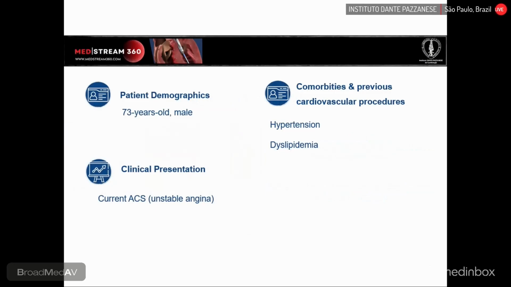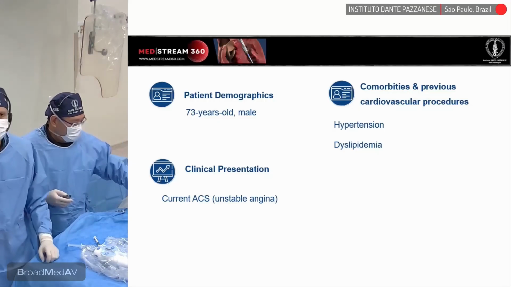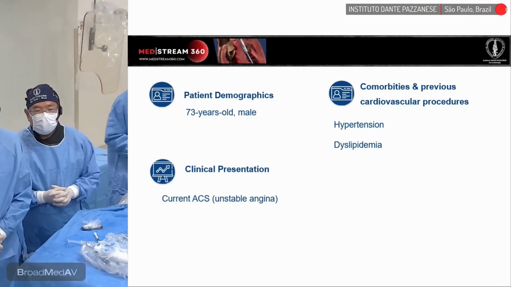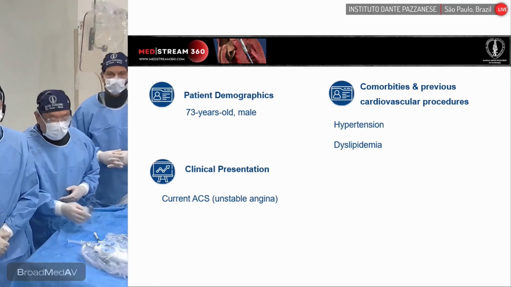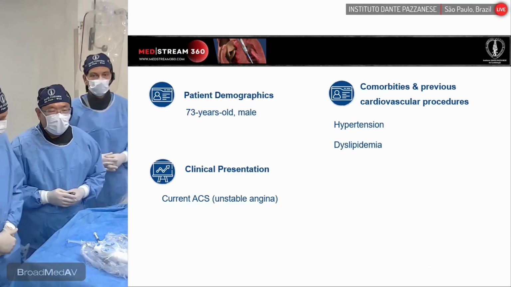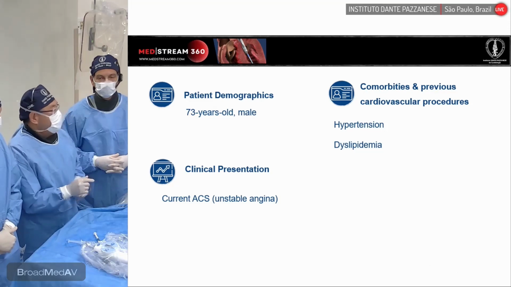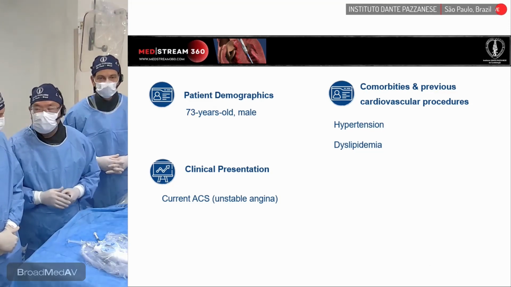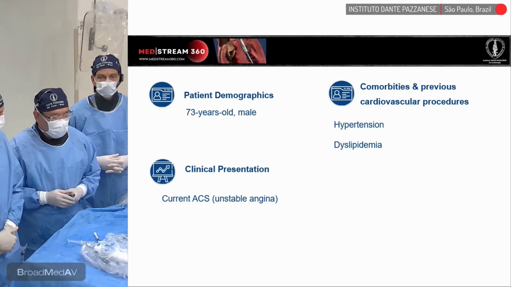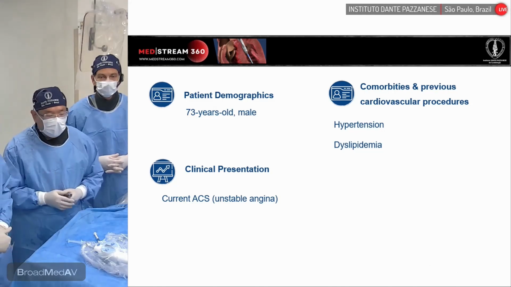It's a 73-year-old male. He has a current ACS, unstable angina. He has a particular story here, Ricardo. He was on a flight from Toronto to the United States and had acute chest pain on the flight. He had to land to receive medical support, and he came to our emergency room.